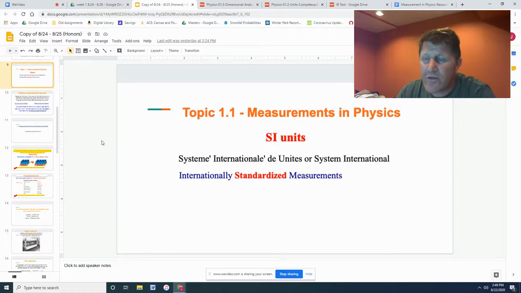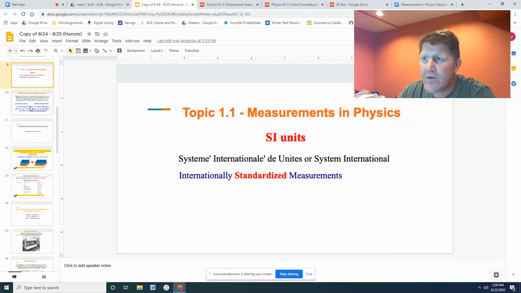Okay, so I just wanted to walk you through the notes. We're going to go over these briefly in class, but I wanted you to have this to refer back to. So first off, we're going to be talking about measurements in physics and in any science class. And when we make measurements, we are going to be using SI units or metrics.